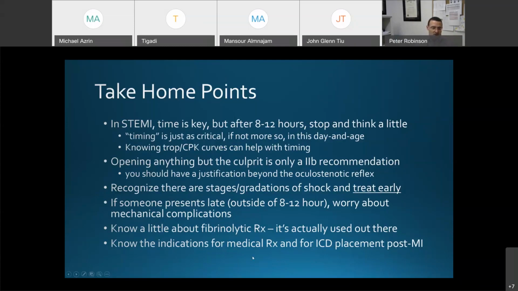Know the indications for medical treatment post-MI and for ICD placement post-MI, and why there's some variance in the actual exact number, which, as we all know, is hard to come up with by echo. Yeah, it's just more stroke stuff.